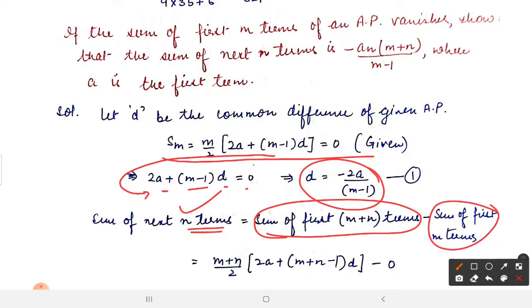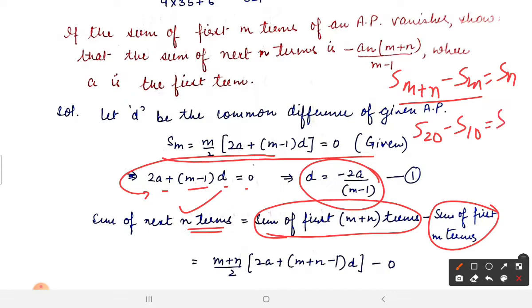मीन्स जो आपके पास टोटल टर्म्स थी ना एस एम प्लस एन, उसमें से आपने फर्स्ट m टर्म्स का सम अगर माइनस कर दें तो हमें किसका सम मिल जाएगा? n टर्म्स का सम मिल जाएगा. मीन्स अगर आपके पास टोटल 20 टर्म्स थी, उसमें से अगर मैं फर्स्ट 10 माइनस कर दूं तो मेरे पास जो सम बचेगा वो किसका बचेगा? अगली 10 टर्म्स का, जो 20 में से 10 माइनस हुई है. So this is the sum of next 10 terms after this 10.